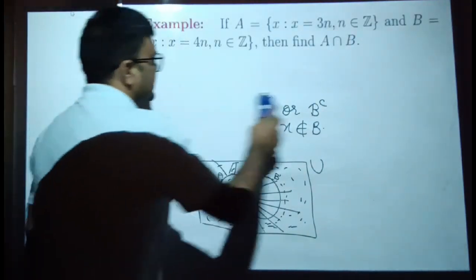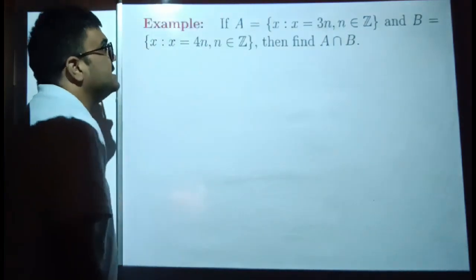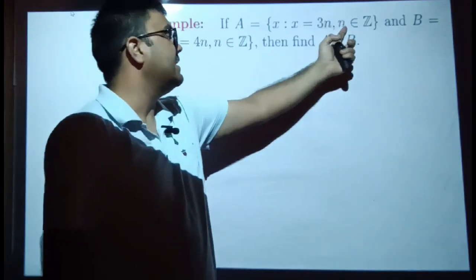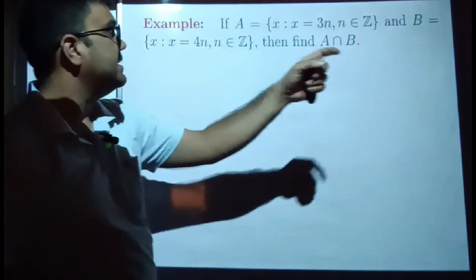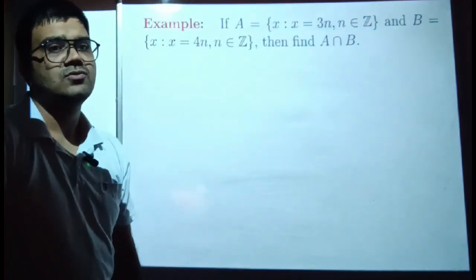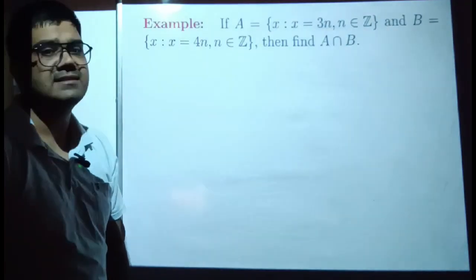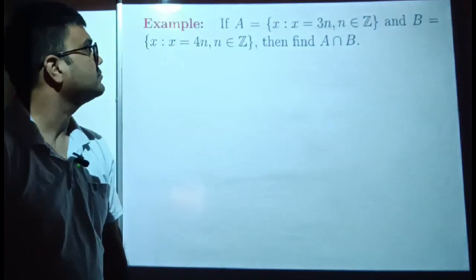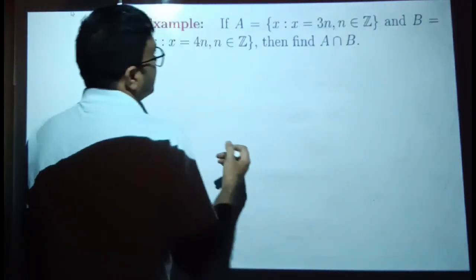So let us consider an example to understand the intersections. The set A is given: x such that x is equal to 3n, n is an integer. B is x such that x is equal to 4n, n is an integer, and we have to find A intersection B. So what are these sets representing? The first set, x equal to 3n, is representing the multiples of 3.